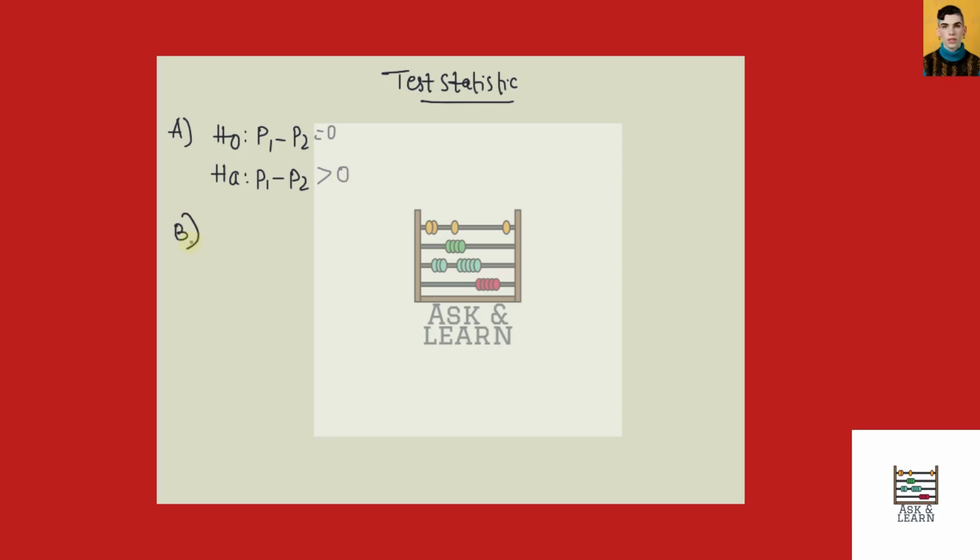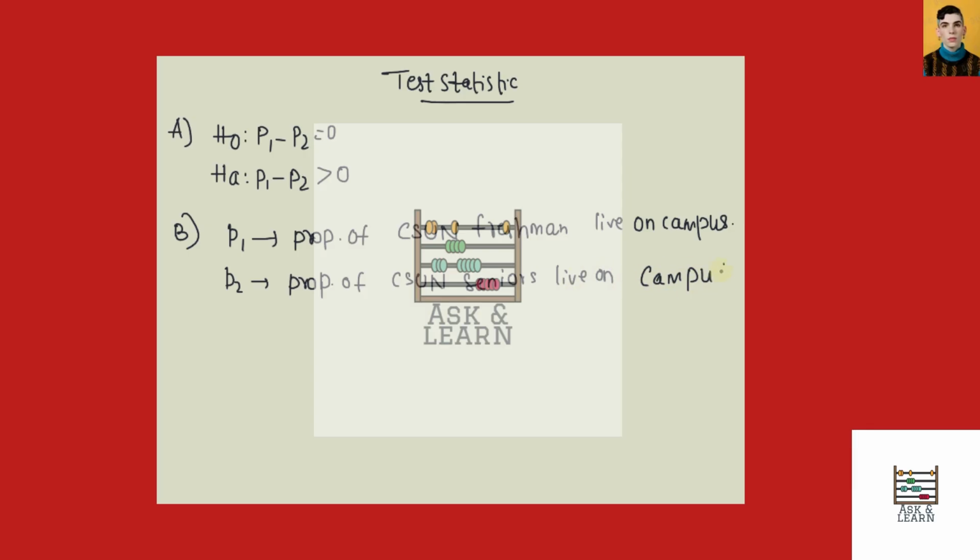Now in the B bit we can define P1 is denoted as the proportion of CSUN freshmen live on campus and P2 is denoted as the proportion value of CSUN seniors live on campus. So now this is for B bit.